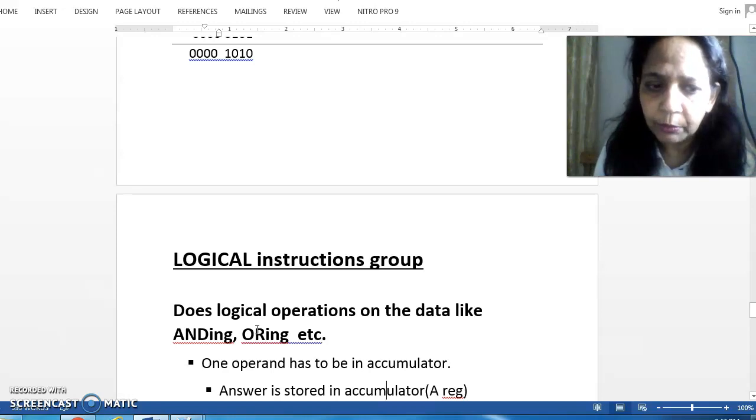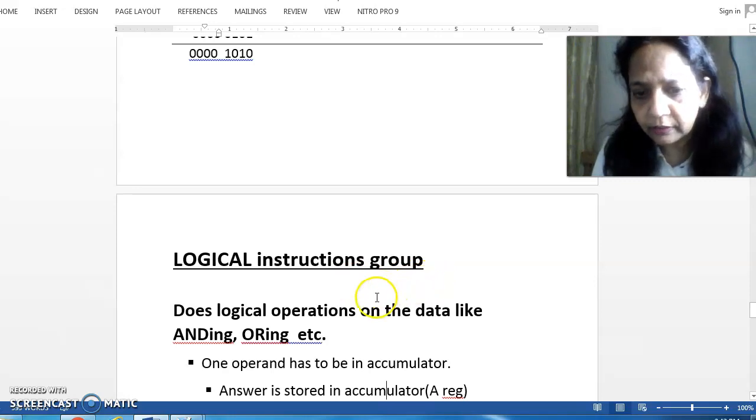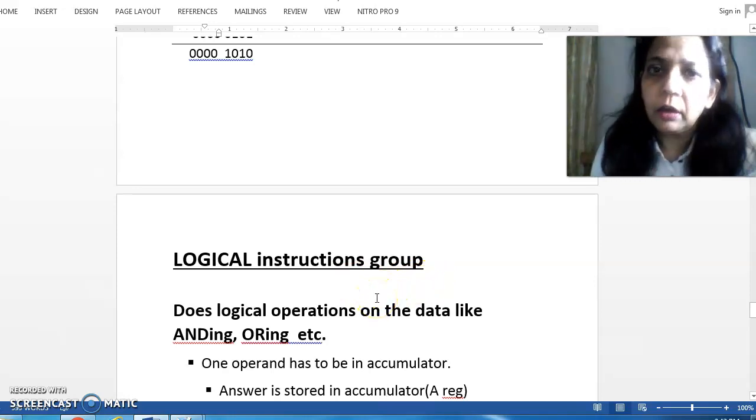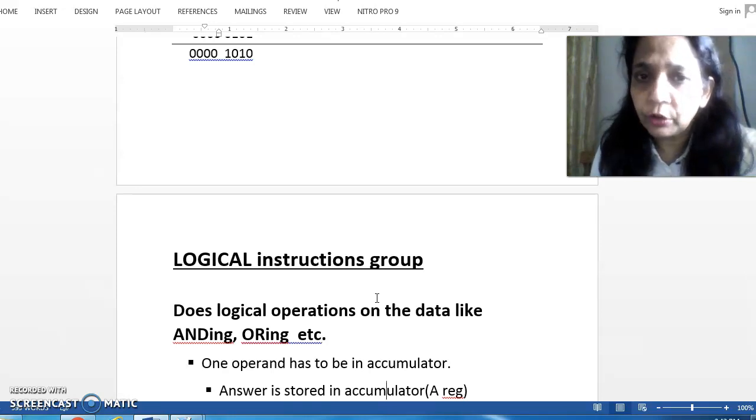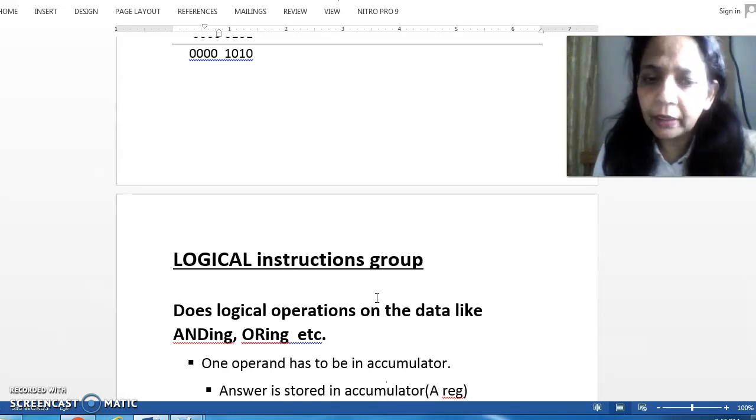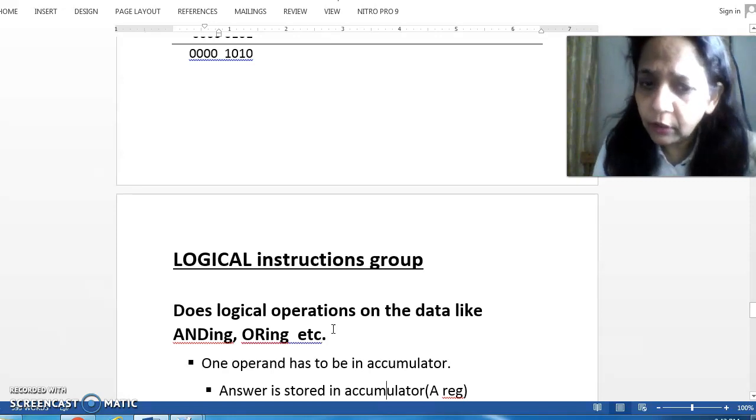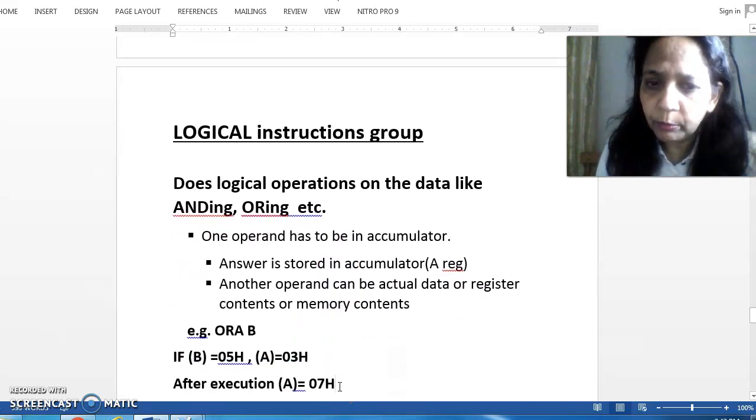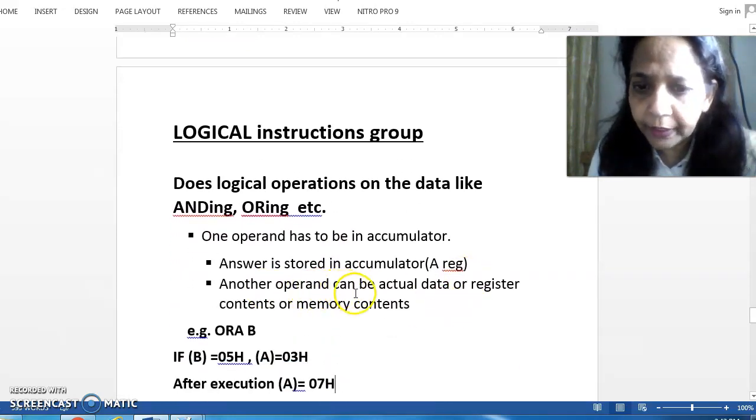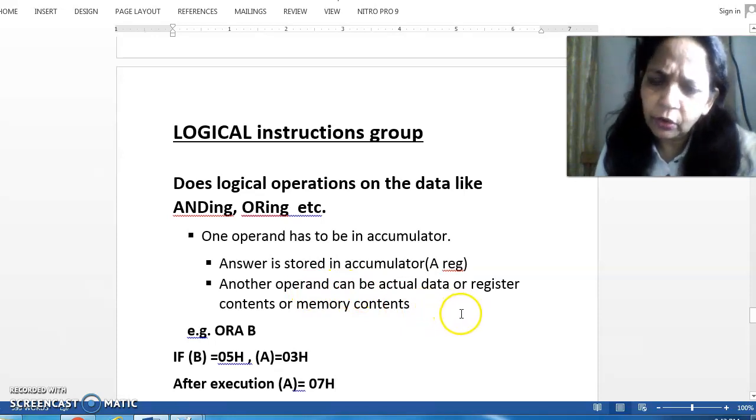Right now we just have to remember what the groups of instructions are. The logical instruction group: as you know, what are the logical operations? ANDing, ORing, XORing, complementing, comparing, all these are logical operations done by the instructions in this group. So one operand again has to be in the accumulator, and the answer is stored in the accumulator, that is the A register. Another operand can be actual data, register contents, or memory contents, as in the arithmetic operation group.